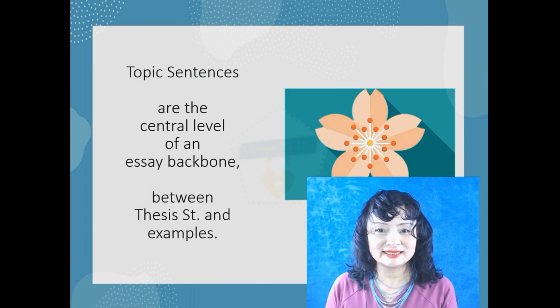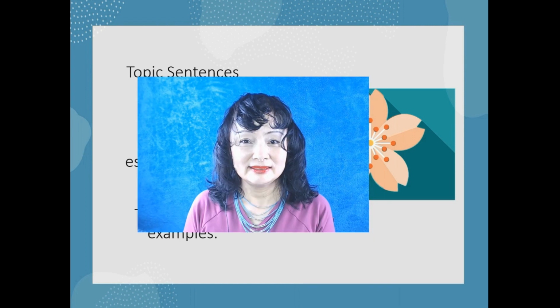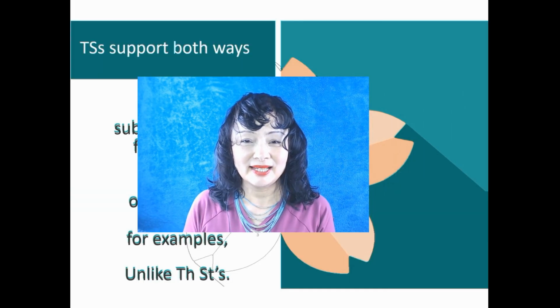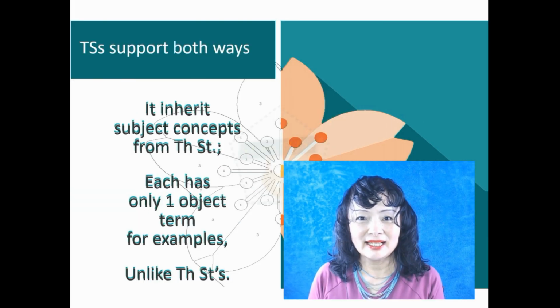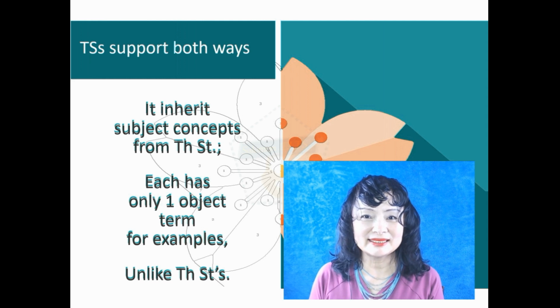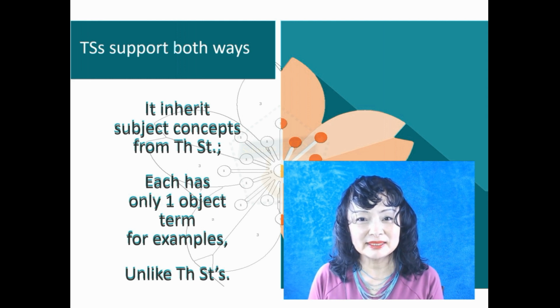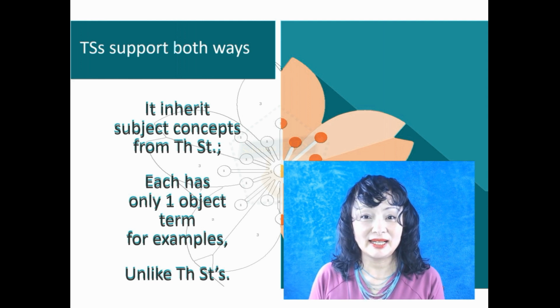While topic sentences are the central level of an essay backbone between thesis statement and examples, the topic sentences have to support both ways. Each inherits subject concepts from the thesis statement, and each has only one object term for examples, unlike the thesis statement.